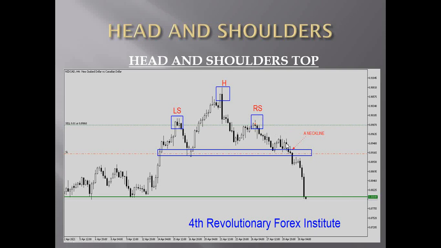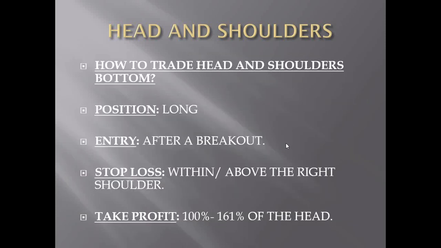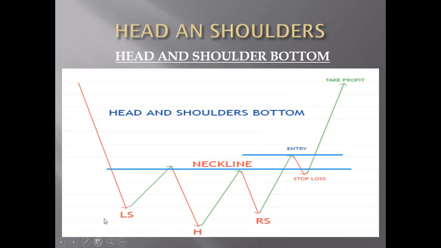So traders, that is the definition of the head and shoulders top. Now let's go to the head and shoulders bottom. The head and shoulders bottom must be formed in a bearish market. The price must be moving in a bearish direction, and it must form the first leg, then go up and find the resistance level. When the market has found the resistance level, it has to go down again. And when it goes down, it has to move beyond the support level of the left shoulder.